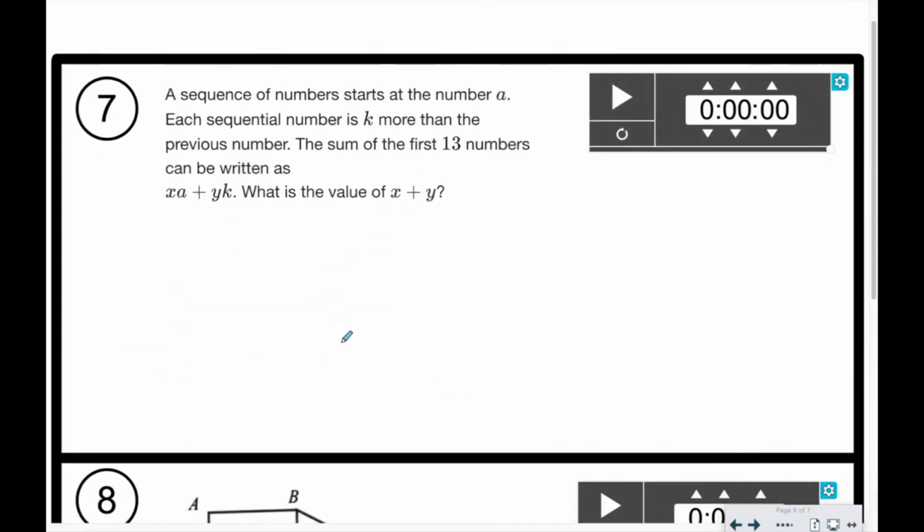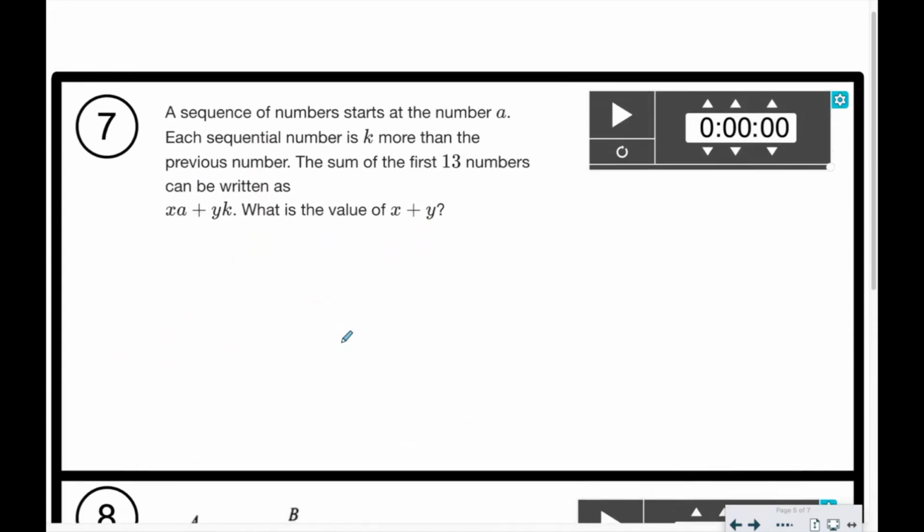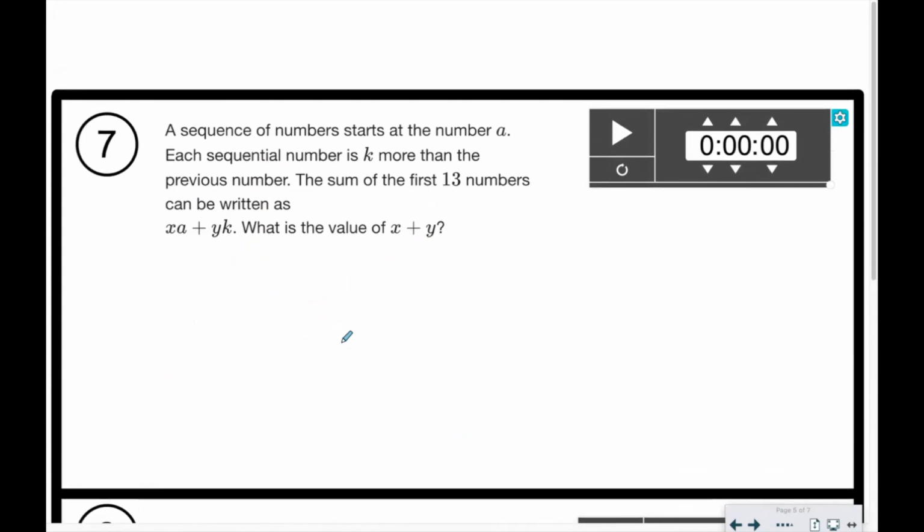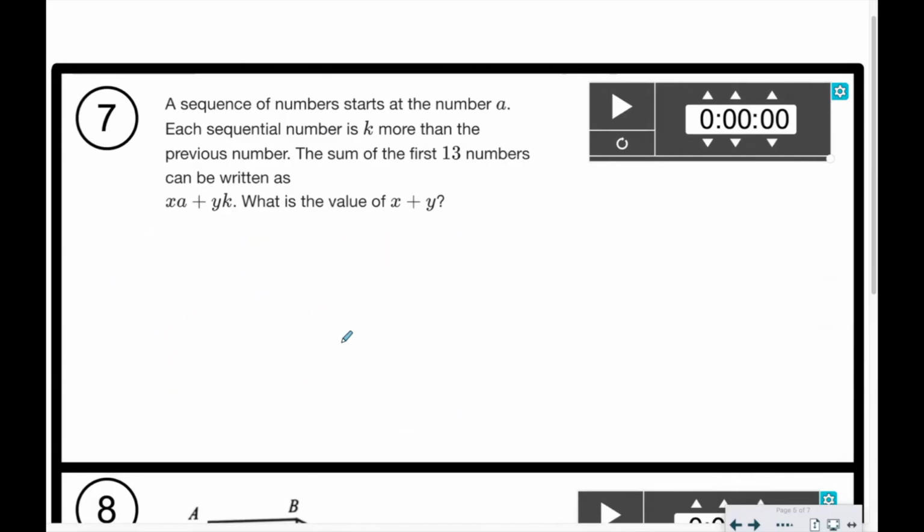Okay, now we kind of deviate from that a little bit. This question was submitted by someone from a practice test that they took. And this one's a little bit tricky. So they're telling us that it starts at number A and it goes up by K, and we want to find the sum of the first 13 numbers. This is a really good problem to choose your own values. I'm going to strategically choose A to be 1 and K to be 1, because that means I have a sequence that starts at 1 and goes up by 1.